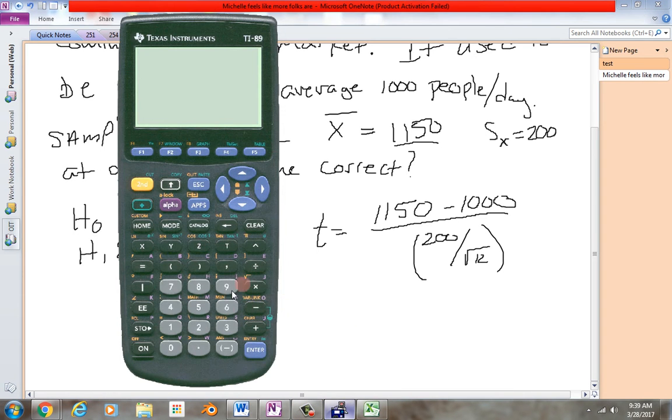All right, so I'm going to whip out the old calculator here. And I'm going to do parentheses 1150 minus 1,000, divided by parentheses 200 divided by the square root of 12.